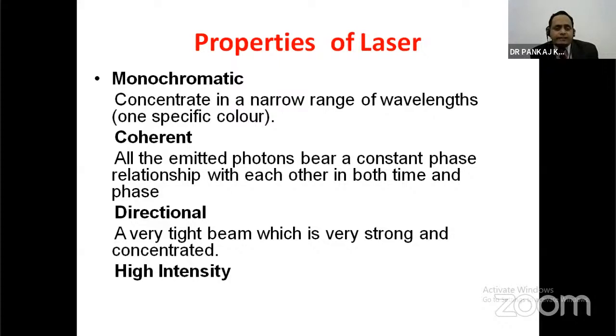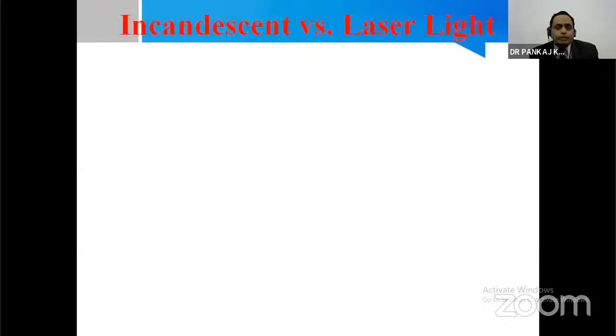And directionality: due to being unidirectional, a very narrow beam which is very strong and concentrated, and unidirectionality gives the very important property of the laser, high intensity. So the most important properties of laser are monochromatic, coherent, directional meaning unidirectional, and high intensity.